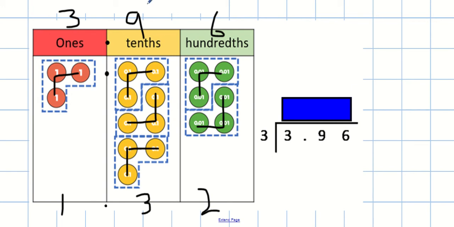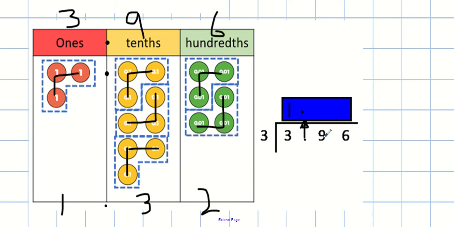So let's have a look at the same. How many groups of 3 go into 3? Well, I know it's going to be 1 here, so I'm going to put my answer of 1. And then what do I need to remember to do? I need to bring up my decimal point, because that's where my decimal point needs to go.